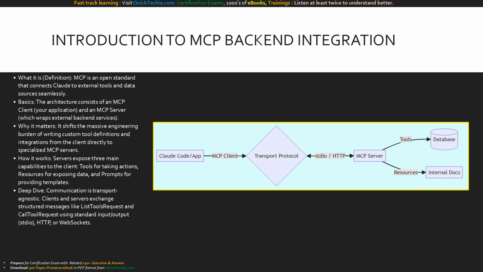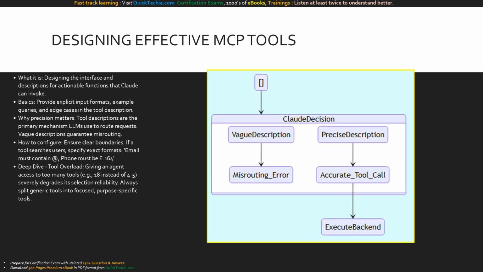Take a look at this flowchart. On the left, your application runs the MCP client. It communicates across a flexible transport layer, like STDIO or HTTP, directly to the MCP server. The server then acts as the ultimate bridge, utilizing tools to interact with your database and resources to pull in internal docs seamlessly. When you expose backend actions via MCP, you must design effective tools.